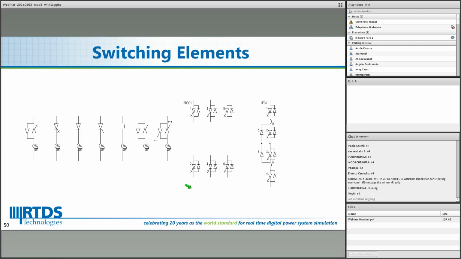Then we have aggregated switch models, such as this aggregated 2-level bridge model or this 3-level MPC ARM model. The benefit of using this aggregated switching model is that because the topology is already known, RTDS can optimize the amount of calculation to be used for your simulation.